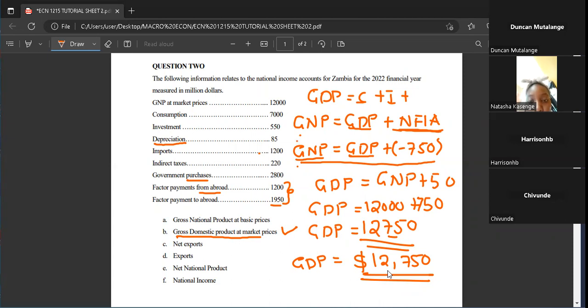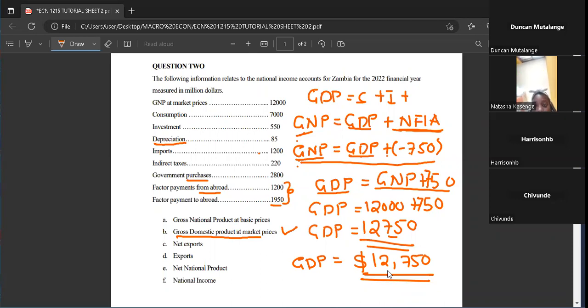So we're saying GNP is equal to GDP plus net factor income from abroad. So GNP is equal to GDP, and this is a negative, negative 50 here. Now we're making GDP the subject of the formula, so we're taking this to the other side. So getting GDP now will be equal to this, and this is the final answer there.